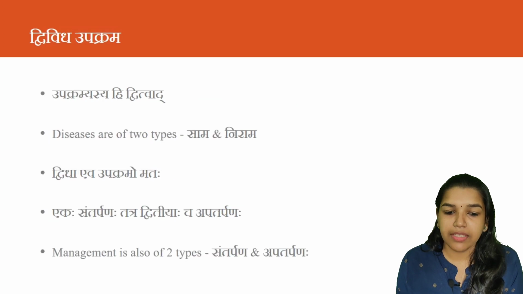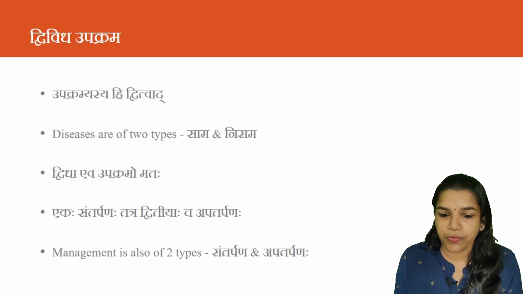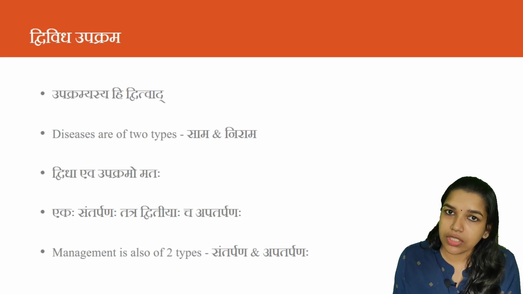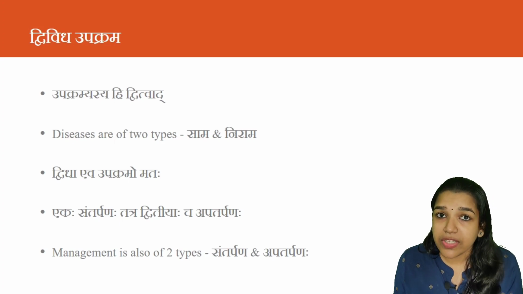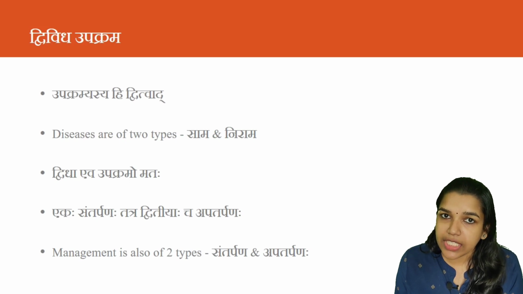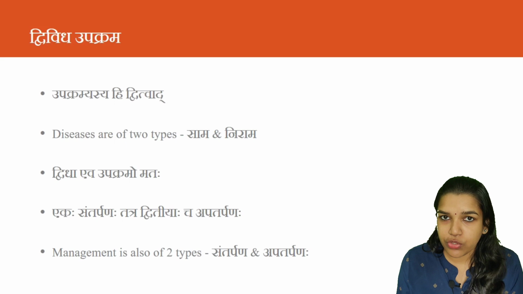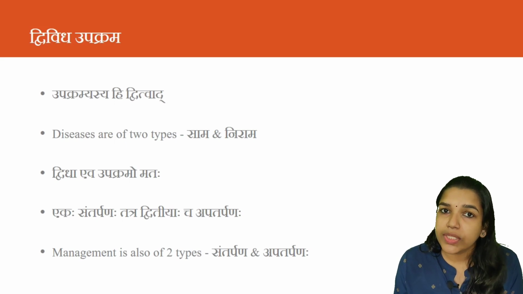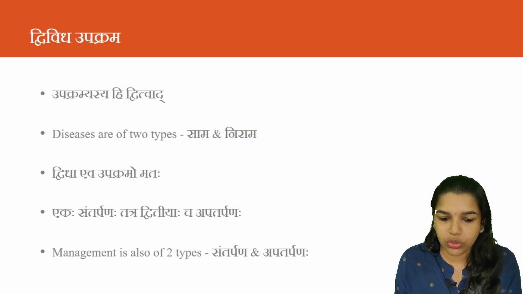So upakramya, that is the diseases which we have to manage, is of two types, that is sama and nirama, the lakshanas of which have been mentioned in the 13th chapter. So upakramyasya hi dvitva, that is the diseases which have to be managed or treated are of two types, that is sama and nirama. As the diseases are of two types, the management is also mentioned as two types, that is dvidha eva upakramo mata. Upakramas, that is the management, are also of two types.